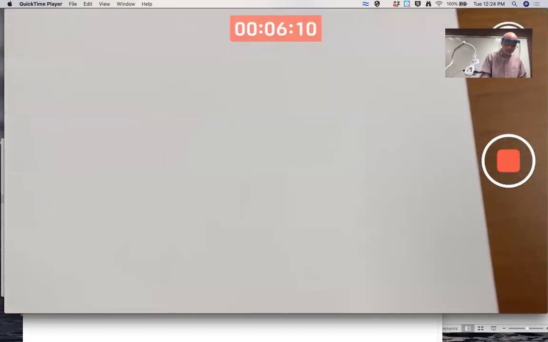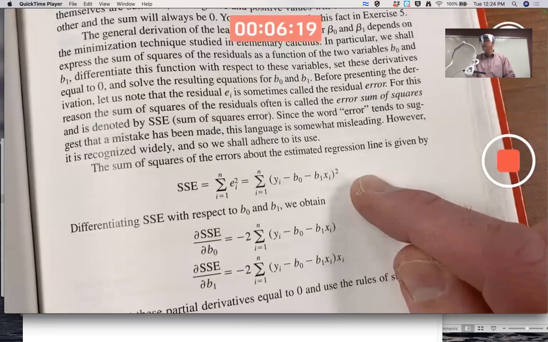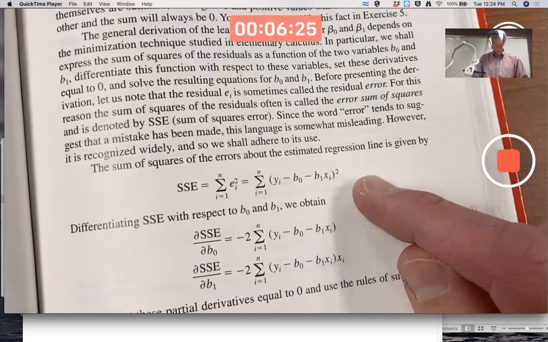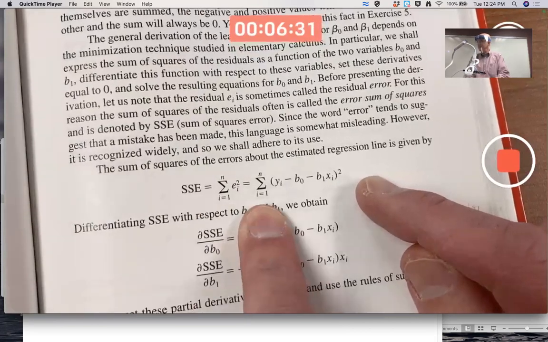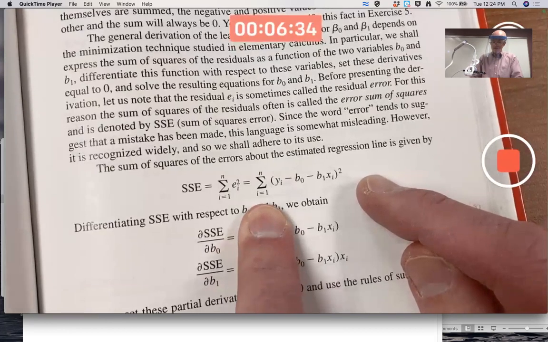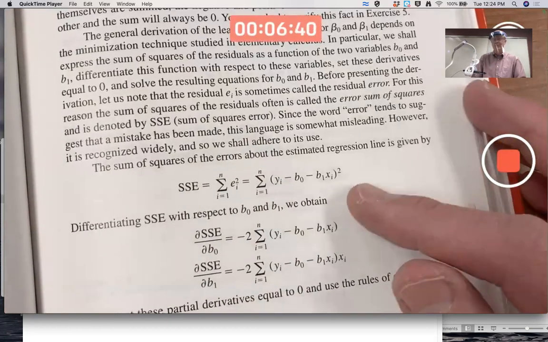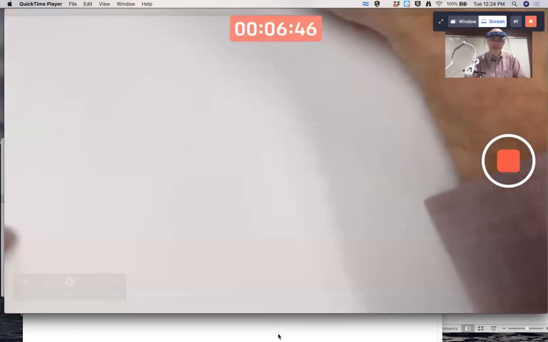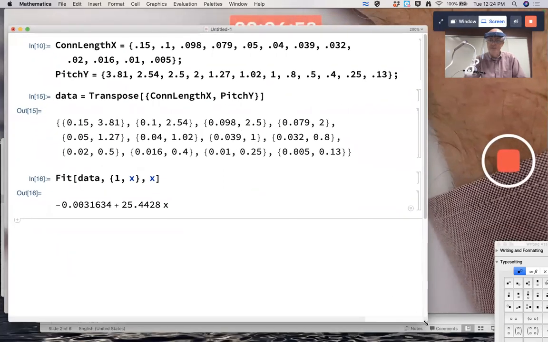Remember that? SSE is the sum of squares of errors. This thing is a function of B0 and B1, the unknown intercept and slope of the regression line. So I'm going to essentially plug this into Mathematica for the data that I have and treat it as a function of B0 and B1 and try to optimize it, try to maximize it, or excuse me, minimize it. We're trying to minimize the SSE. So I'm going to go back to Mathematica here. Let's see if I can get both these things on the screen at the same time so you can see them both.